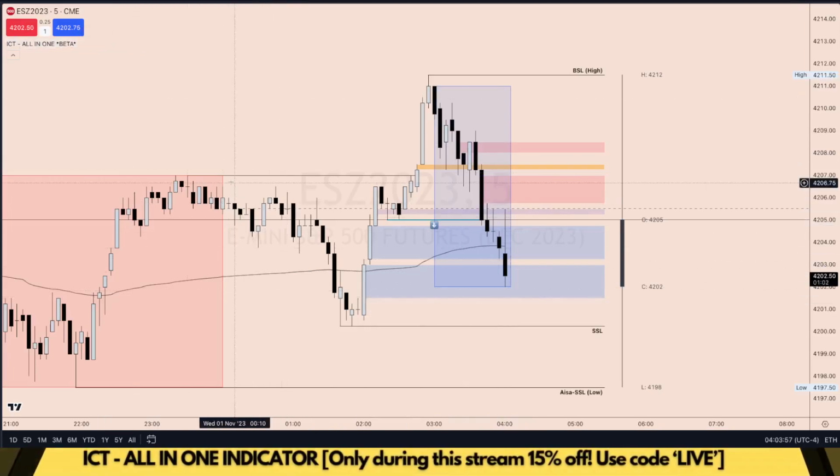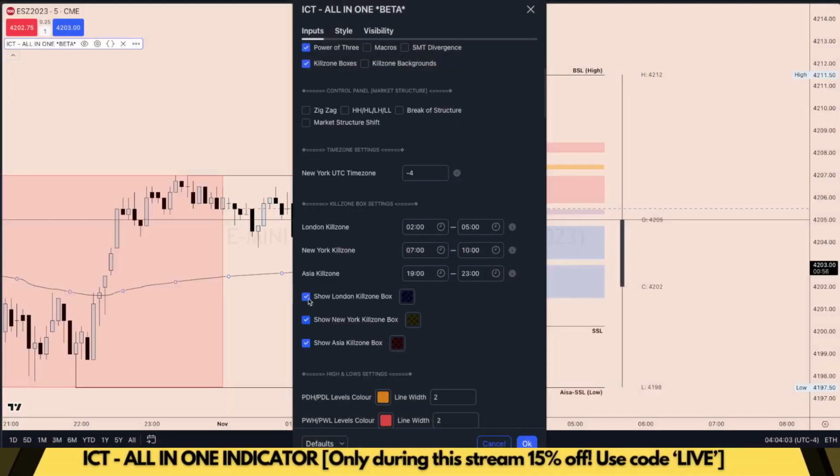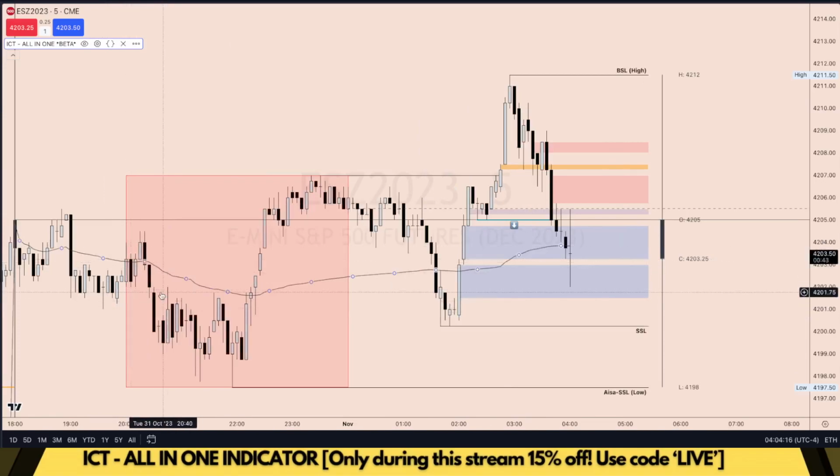And right now I don't really need that London Killzone box. So I go down into the settings and I disable show the London Killzone box. And now it should disappear. Perfect. We still leave Asia here.